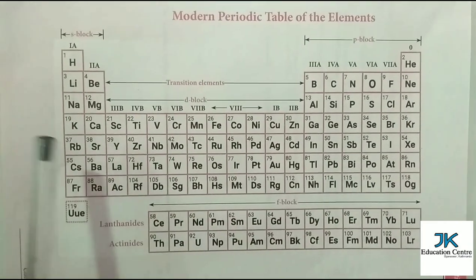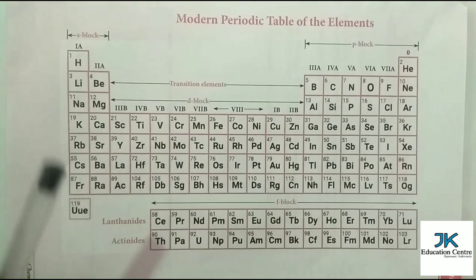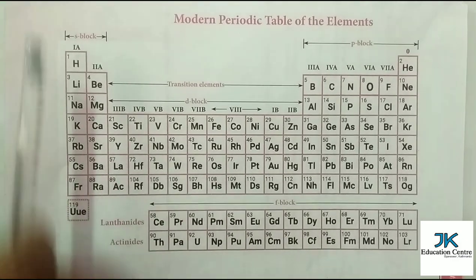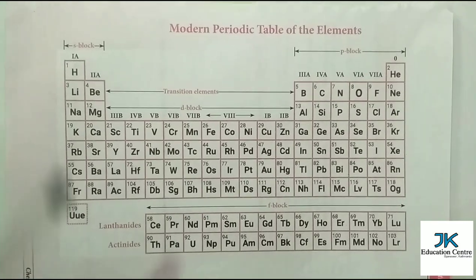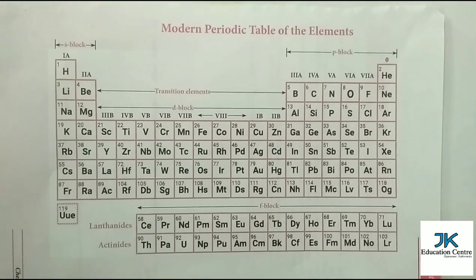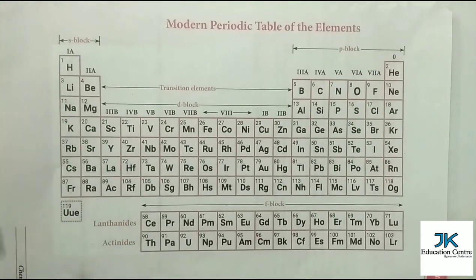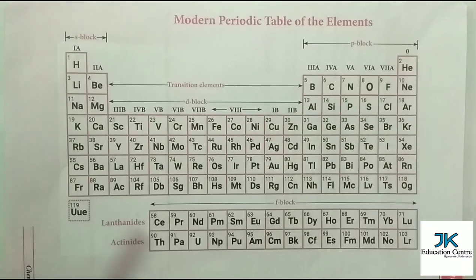Different groups are named. Again, if you are confused, don't be confused. We can say there are 18 groups also, and according to our syllabus, there are 9 groups. But the number of periods is 7. There are altogether 7 periods.